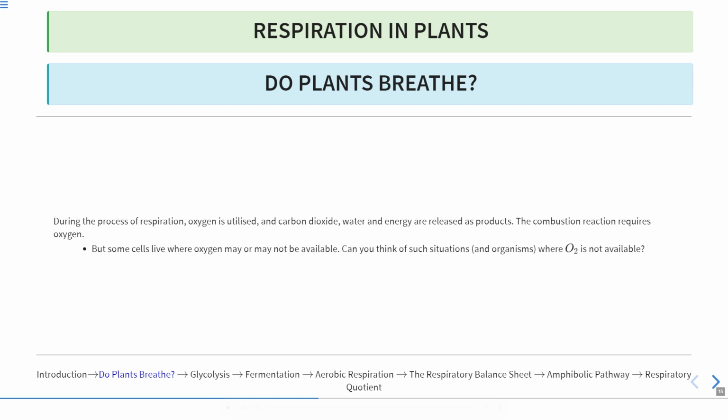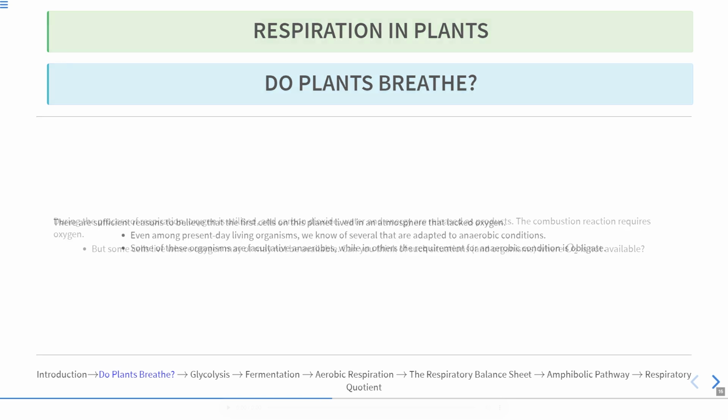And you know that whatever gets burned, that is the combustion process, also requires oxygen. Without oxygen, the combustion process does not occur. But some cells live where oxygen may or may not be available. There are so many cells where oxygen is absent, where oxygen does not reach. So can you think of such a situation, an organism where O2 is not available, how are they carrying out the process of respiration, how are they fulfilling that process without the presence of oxygen?